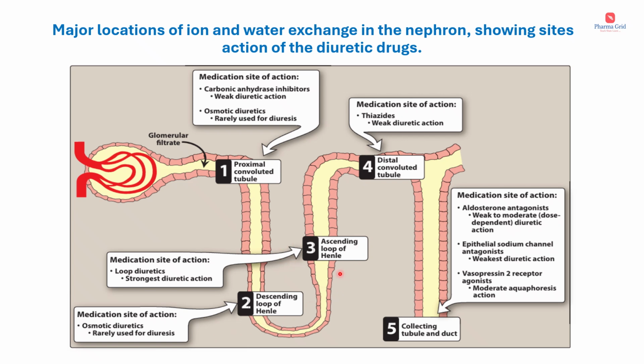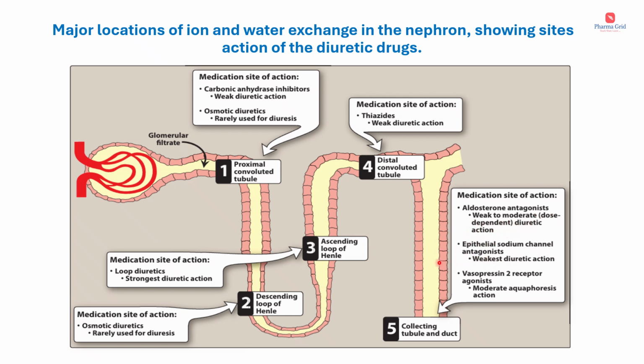Then the third segment is the ascending loop of Henle, which is a site of action for loop diuretics, which have the strongest diuretic action. Then the distal convoluted tubule. It is a site of action for thiazide diuretics, which have a weak diuretic action. Then moving on to the last segment, that is the collecting tubule and duct. The drugs or medications acting on this site include aldosterone antagonists. They have a weak to moderate, dose-dependent diuretic action.